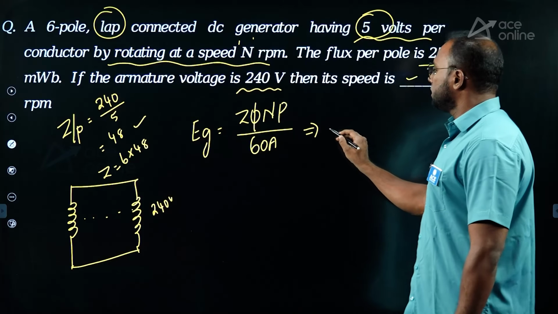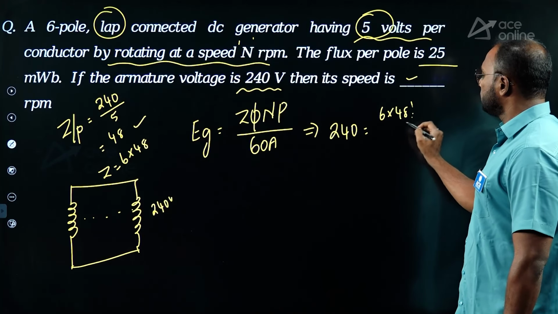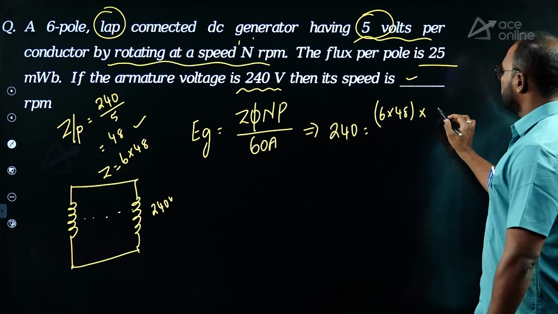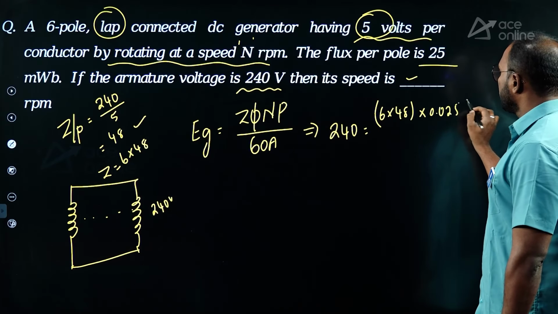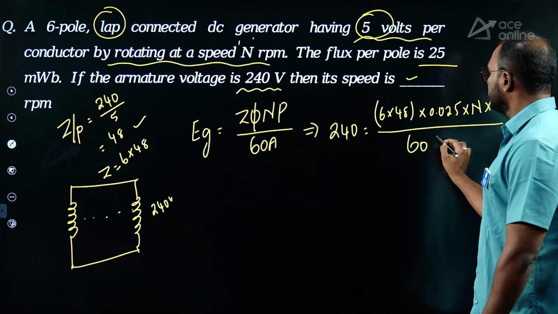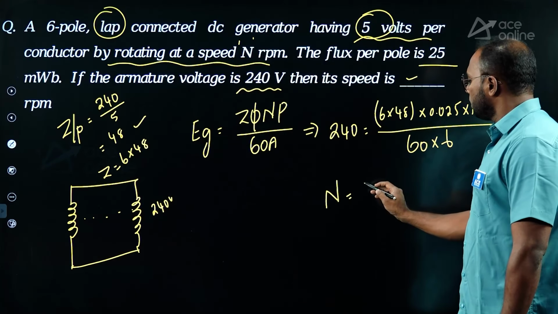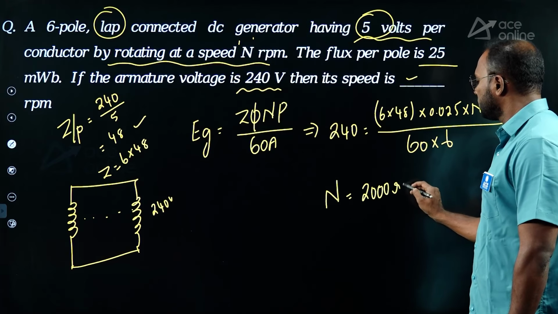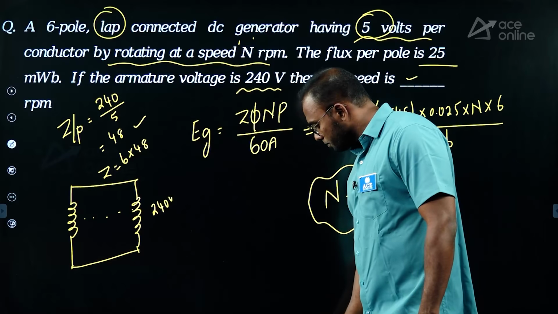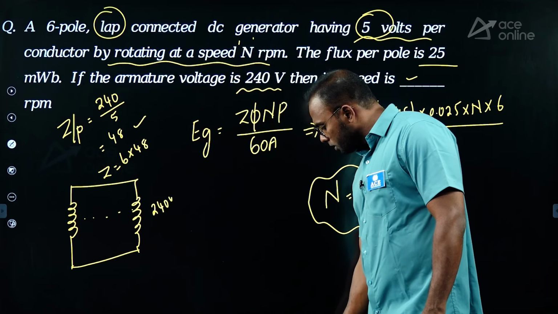Now Eg is 240 volts. Z is 6 into 48, not given directly but we should understand it. Phi is 25 milliwebers, 0.025. Speed is unknown for us, and poles are 6, which anyhow will be cancelled, 60 into 6. Now simplify, and we get the speed of the generator as around 2000 rpm. Cross-check the values. So the speed of the generator is around 2000 rpm.